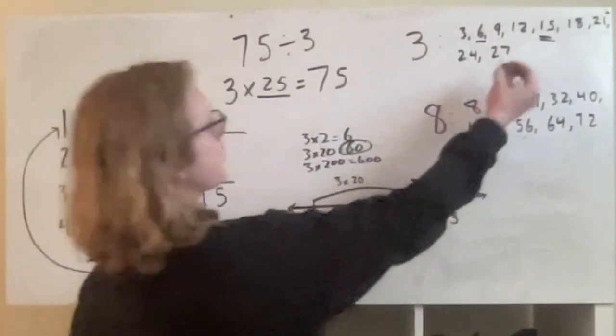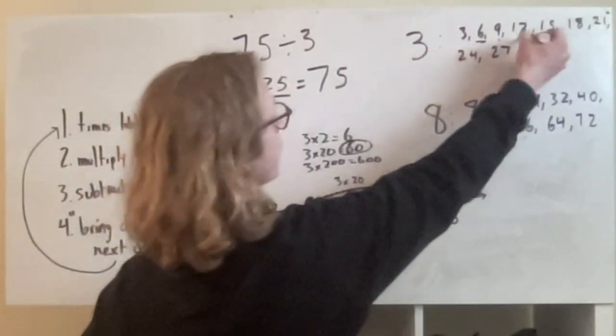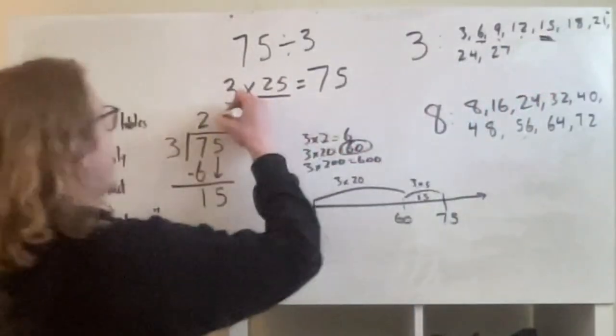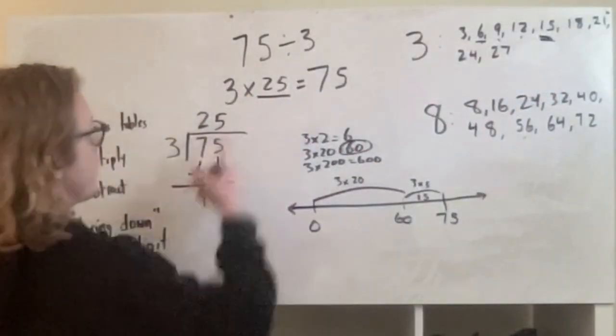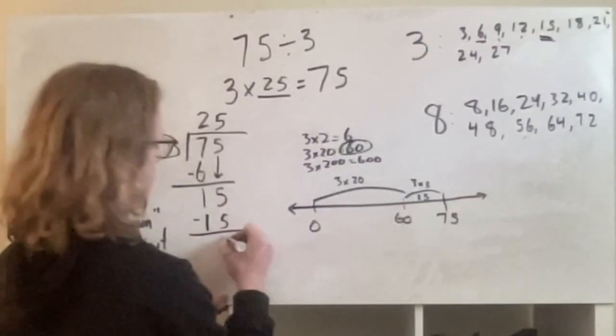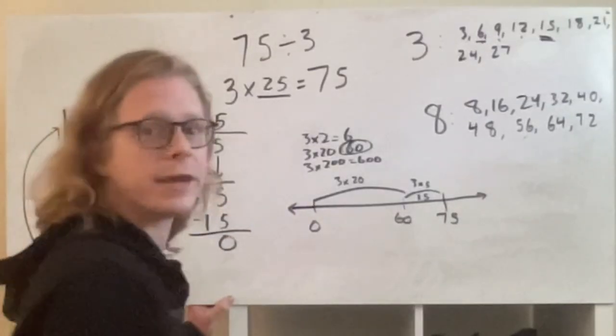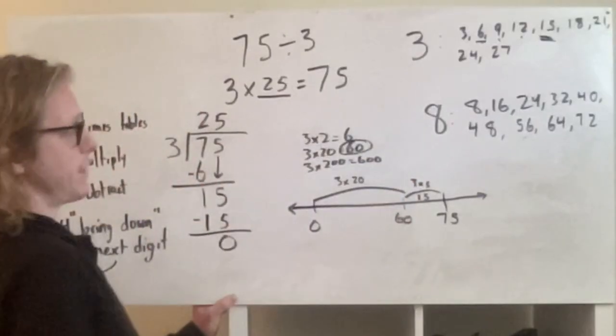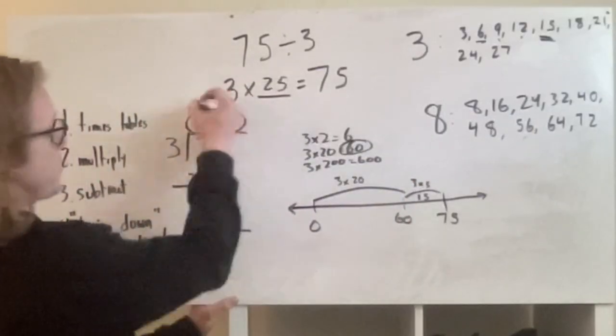Again, look at my times tables. 1, 2, 3, 4, 5. It goes in 5 times. Okay? 5 times 3 is 15. We subtract. There's nothing left over. That's how I know that it goes in nice and even. We're at exactly 25 times.